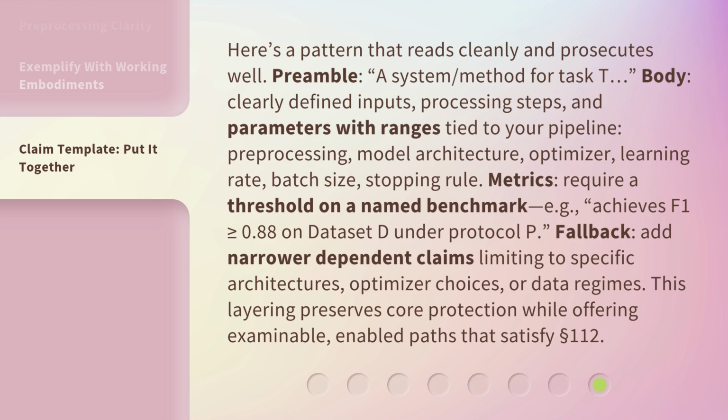Metrics: require a threshold on a named benchmark, e.g., achieves F1 greater than or equal to 0.88 on dataset D under protocol P. Fallback: add narrower dependent claims limiting to specific architectures, optimizer choices, or data regimes. This layering preserves core protection while offering examinable, enabled paths that satisfy Section 112.